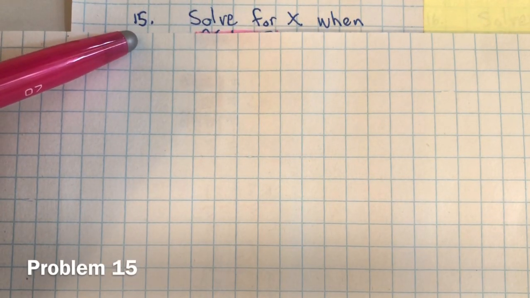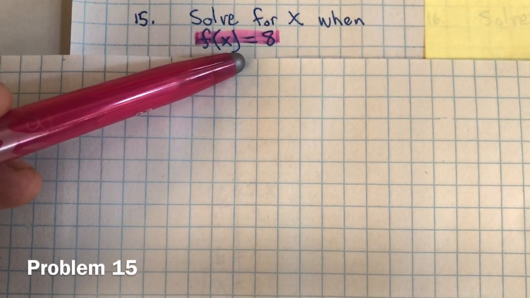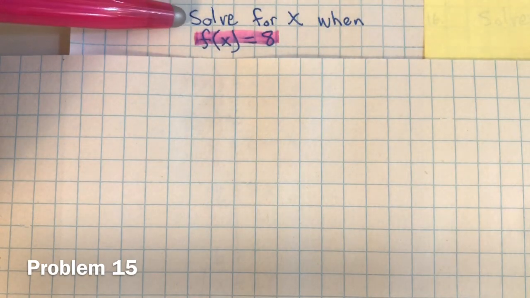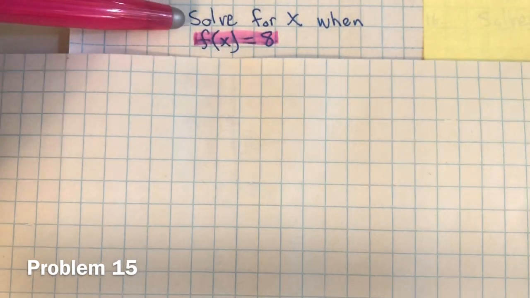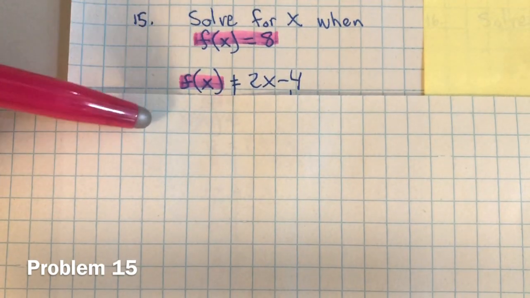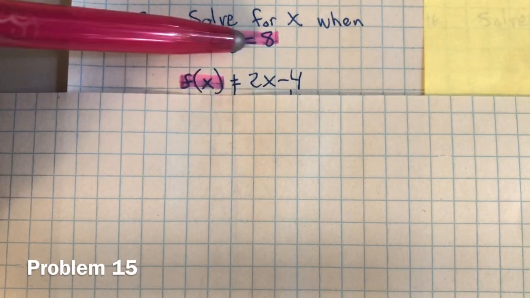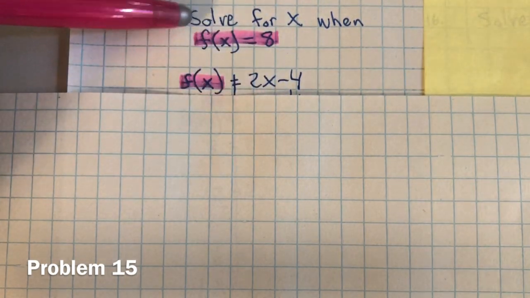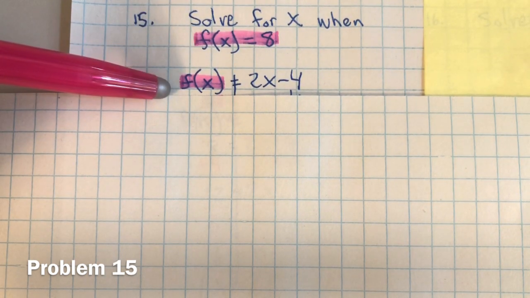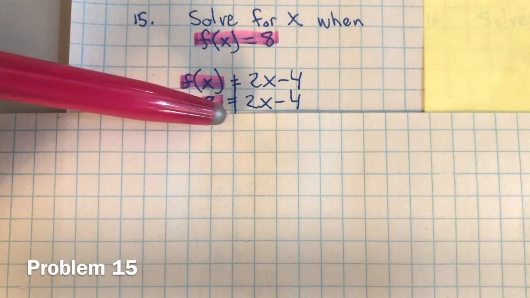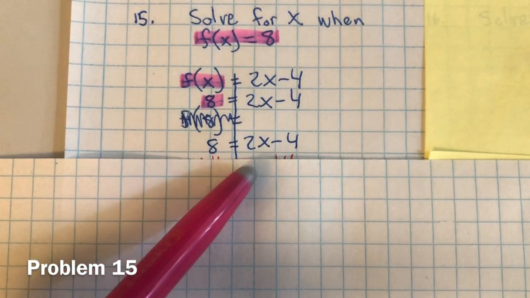Problem 15, we're going to solve for x when f of x equals 8. So this time you have to pay attention. We're not solving for f of x. We have f of x. We want to solve for x. So if f of x equals 2x minus 4, we're not plugging 8 into x. We don't know what x equals, but we do know that f of x equals 8. So we have 8 equals 2x minus 4.